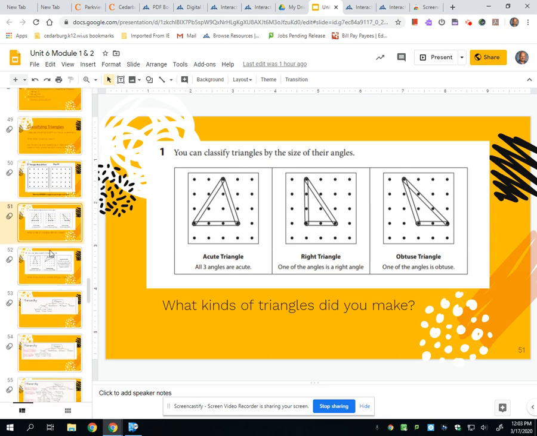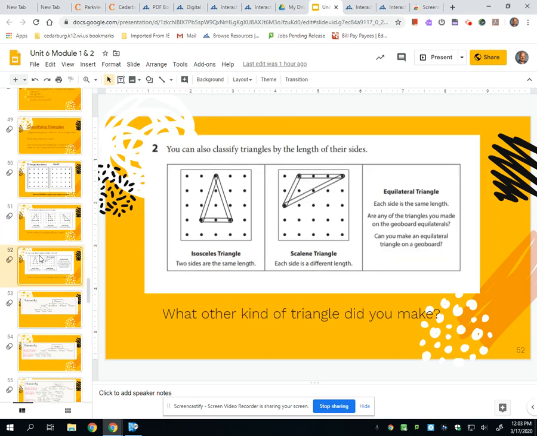All right, now the second way we can classify triangles is by the lengths of their sides. We can have either 3 sides the same, 2 sides the same, or no sides the same. And each one of those triangles have different names. Now if all sides are the same length, we're going to call that an equilateral triangle.